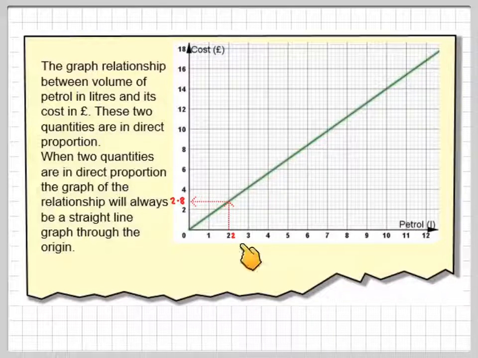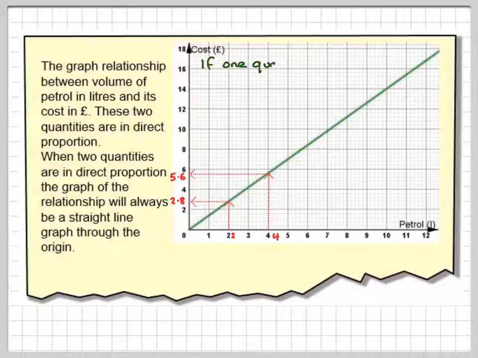If we double the amount of petrol, then that will be 5.6, which is £5.60, which is obviously double £2.80. So what we are saying here is, if this goes up by 2, then this will also go up by 2. And this is an example of what's known as direct proportion.